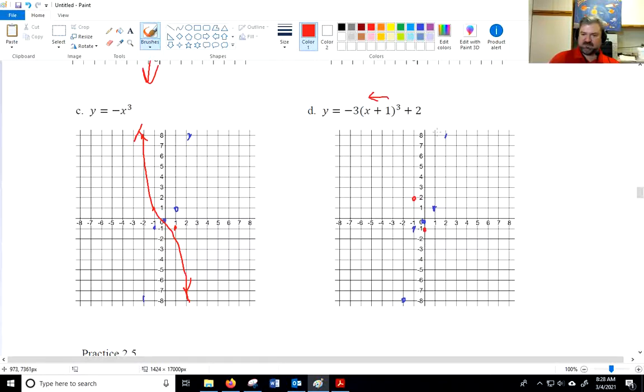(2, 8), move it 1 to the left. Multiplying by -3 gives it -24, and then add 2. So this is going down really fast. On this next one over here, the (-1, -1), move it 1 to the left. Multiply it by -3 gives me a +3, and then add 2. And you can see this one's going to move really quickly up like that.